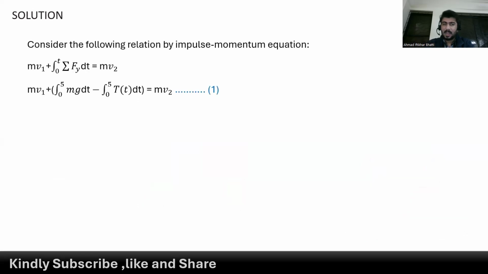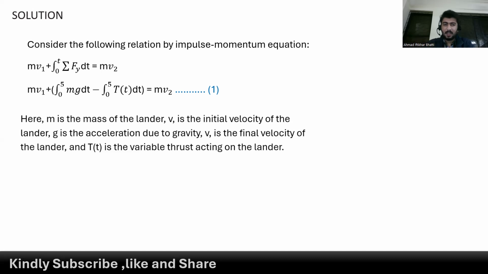So the equation for linear impulse and momentum is mv1 plus the integration of impulse from 0 to t, equal to mv2. We can write the integration of weight from 0 to t minus the integration of variable thrust from 0 to t in place of the impulse, and we integrate over time from 0 to 5 seconds, so it becomes our equation 1. Here m is the mass of the lander, v1 is the initial velocity, g is the acceleration due to gravity, v2 is the final velocity that we have to find, and T(t) is the variable thrust that is acting on the lander.